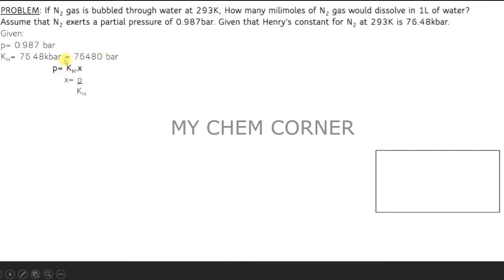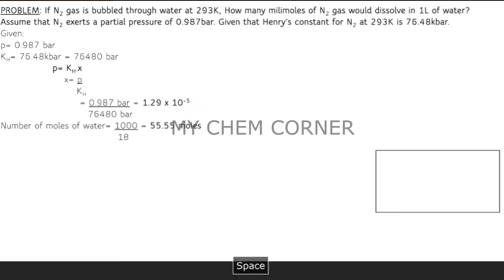Now, from this formula, P is equal to KH into X. We know what P is, we know what KH is, so it's easy for us to find the mole fraction. So X is equal to pressure by KH. Substitute both the values, and you will get your mole fraction as 1.29 times 10 to the power minus 5. There is no unit for mole fraction, so it just remains as it is.